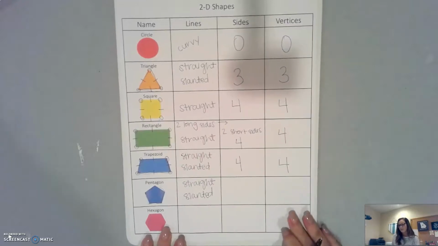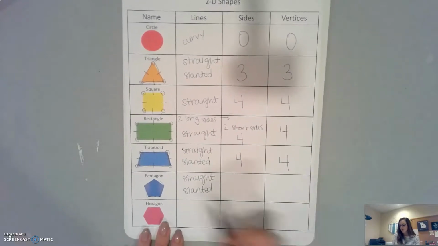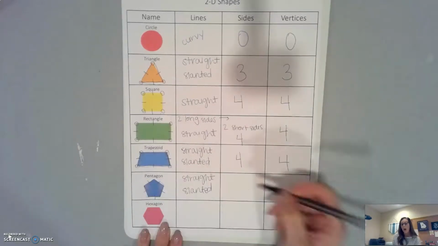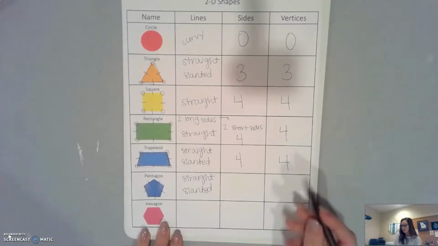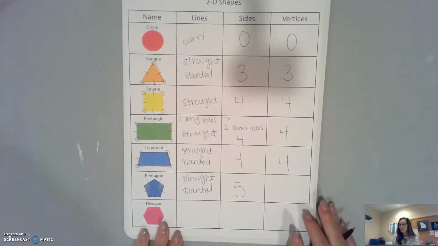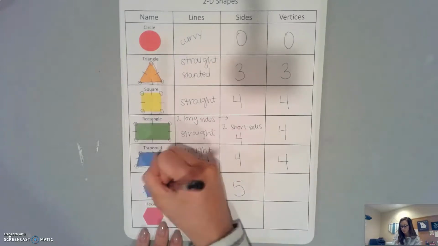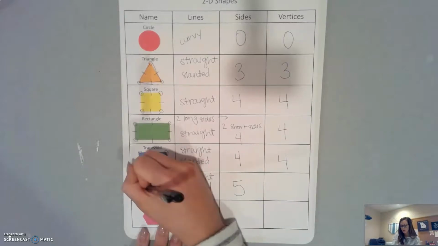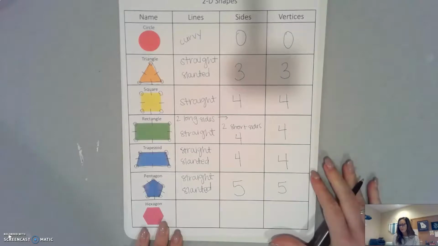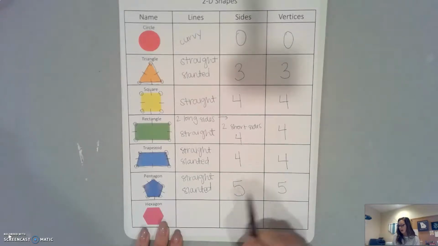Okay, and then let's count the sides. Let's count them. 1, 2, 3, 4, 5. A pentagon has 5 sides. So if a pentagon has 5 sides, how many vertices do we think it's going to have? Let's count them. 1, 2, 3, 4, 5. Excellent job. We have 5 sides and 5 vertices.